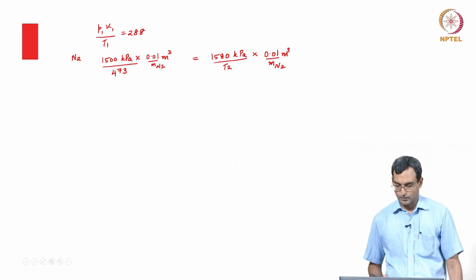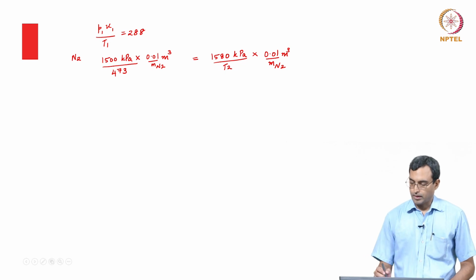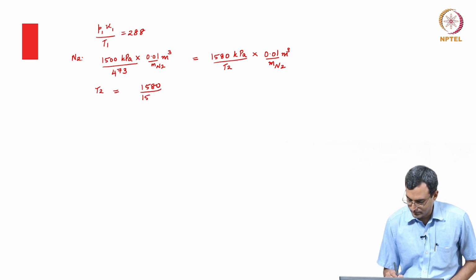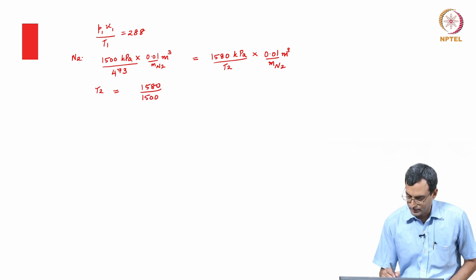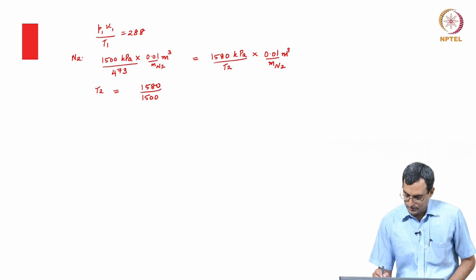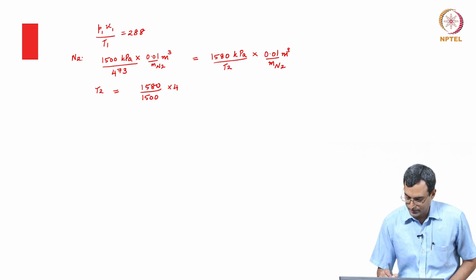So, 1580 kilopascal is what is given. What I want is T2 from here. So, this goes the other side. So, I get, this part gets cancelled out. So, I have 1580 by 1500 into 473.